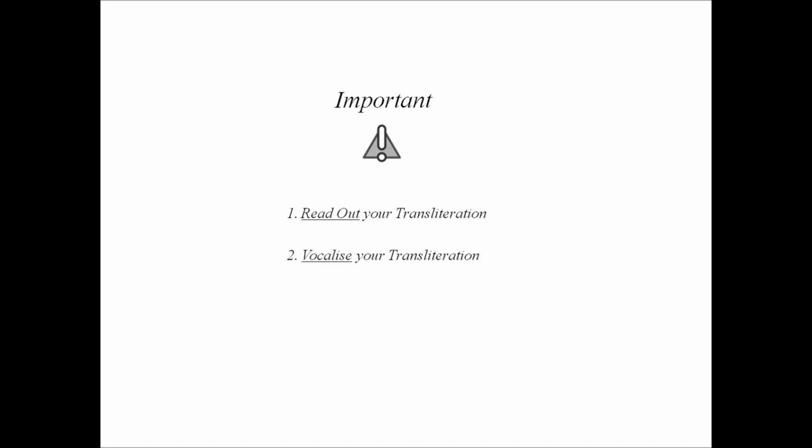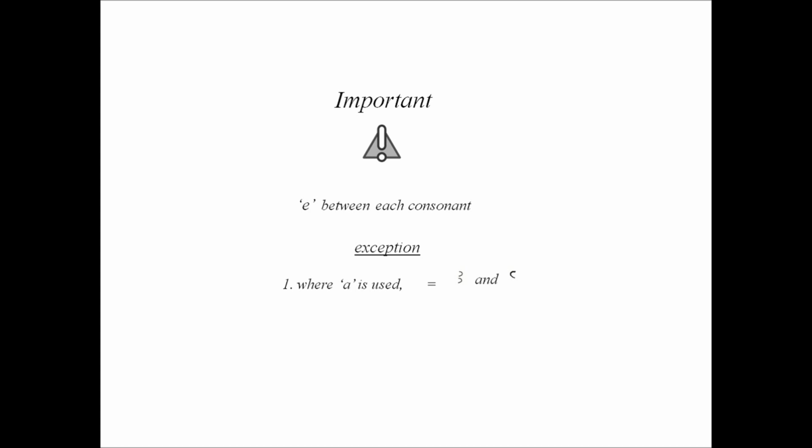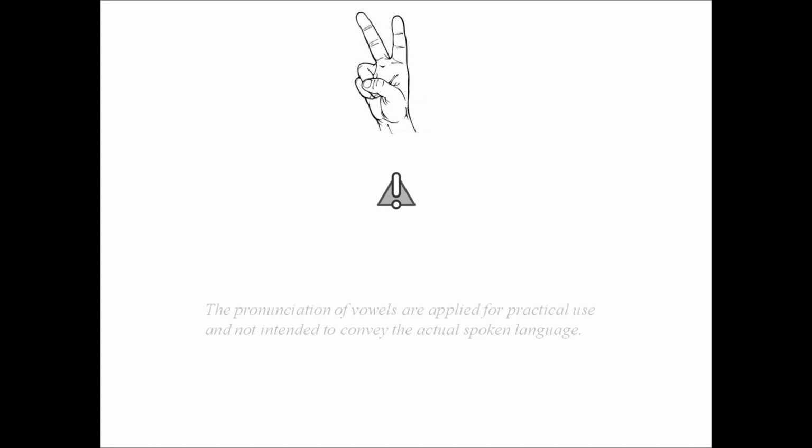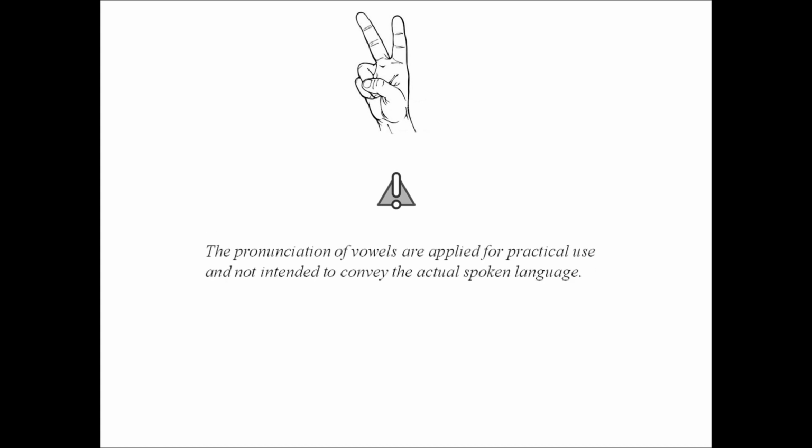Important. We also need to add vowels. The convention normally adopted is to insert an E between each consonant, except in the cases where an A is used, or a U for "oo" is sometimes used because they are easier to pronounce. Two points to remember. Once again, these pronunciations are purely practical convenience and are not intended to bear any relation to spoken Egyptian. Understood? Good.